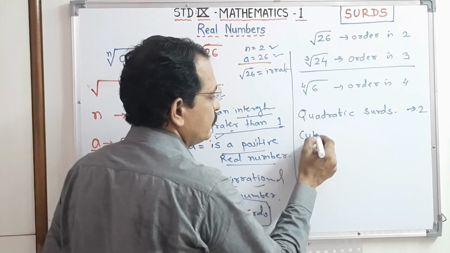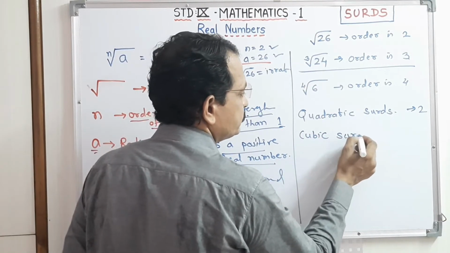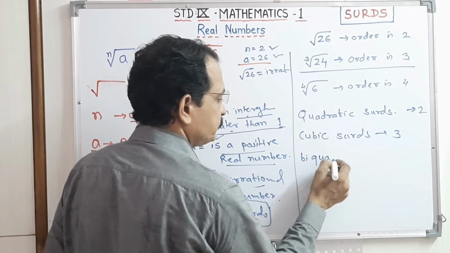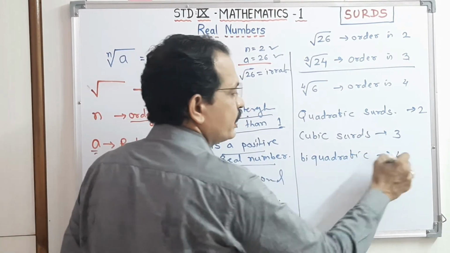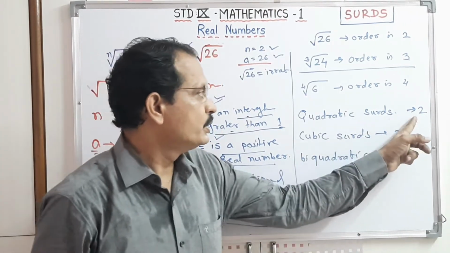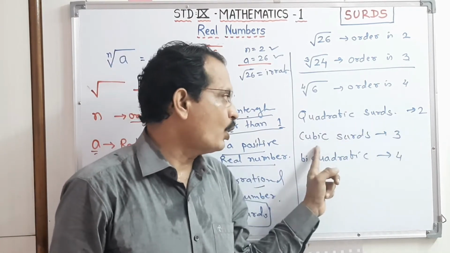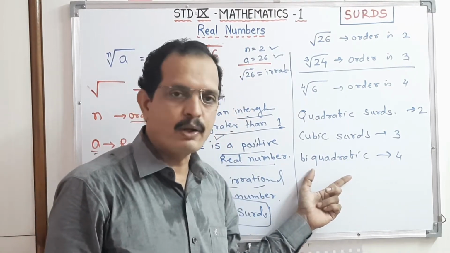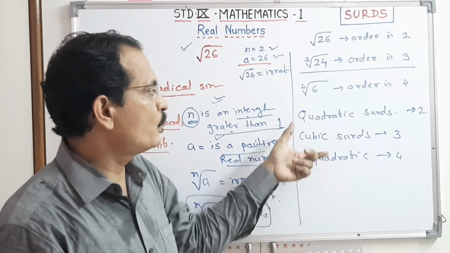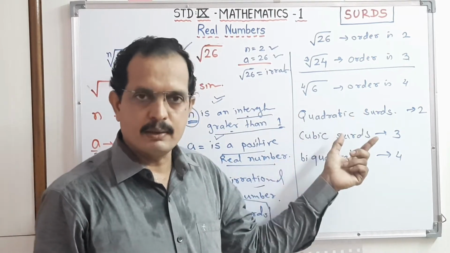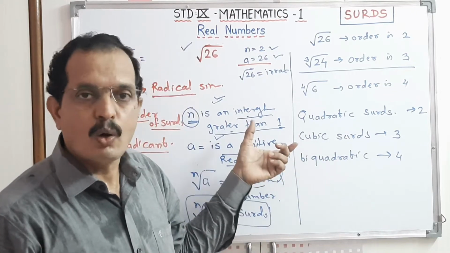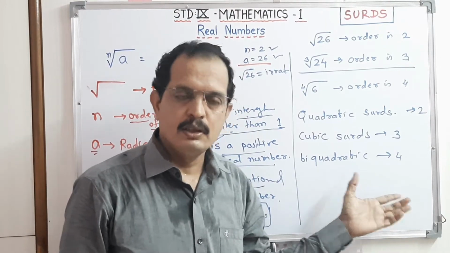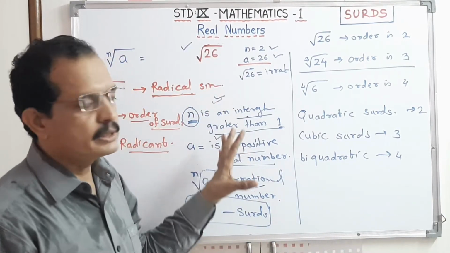Suppose order is 3, then it is called a cubic surd. It is biquadratic when order is 4. When the order is 2, it is called a quadratic surd. When the order is 3, it is called a cubic surd. And when the order is 4, it is called a biquadratic surd. This year, we have to learn only the quadratic surds. But in an exam, for finding out the order of the surd, there may be a cubic surd, there may be a biquadratic surd. Now I think everyone understood the basic concept of surds.